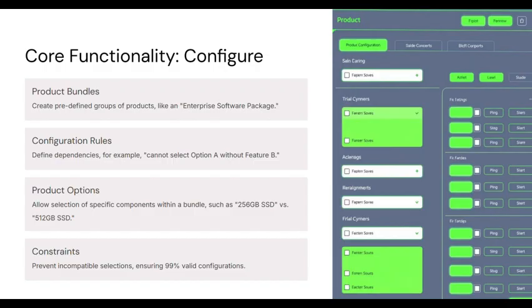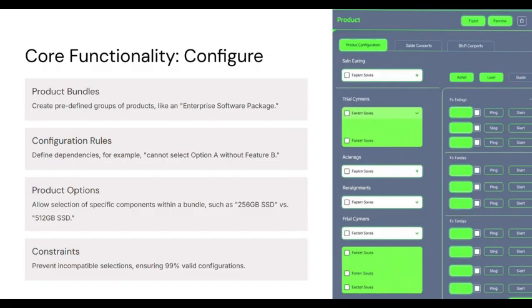Product options. Inside the bundle, a rep can choose between options like 256 GB SSD or 512 GB SSD based on what the customer wants. It is flexible and guided. Constraints. This is where CPQ shines. It prevents the sales rep from selecting incompatible products.